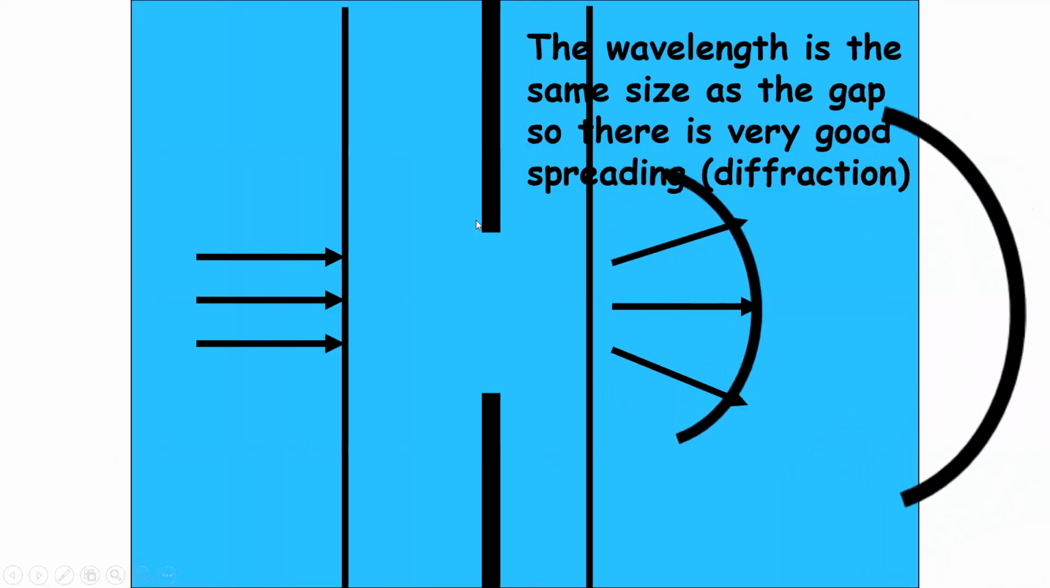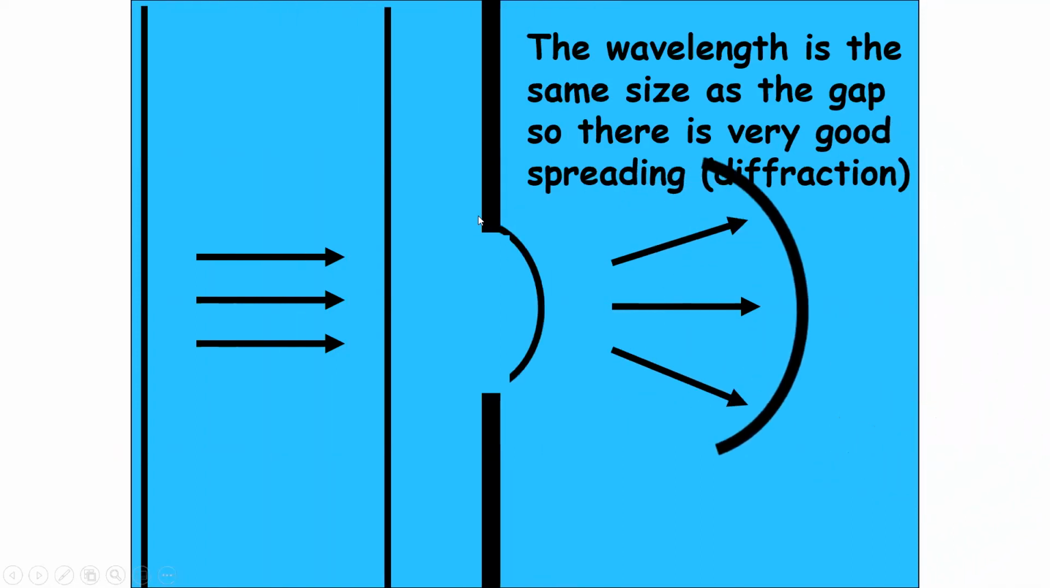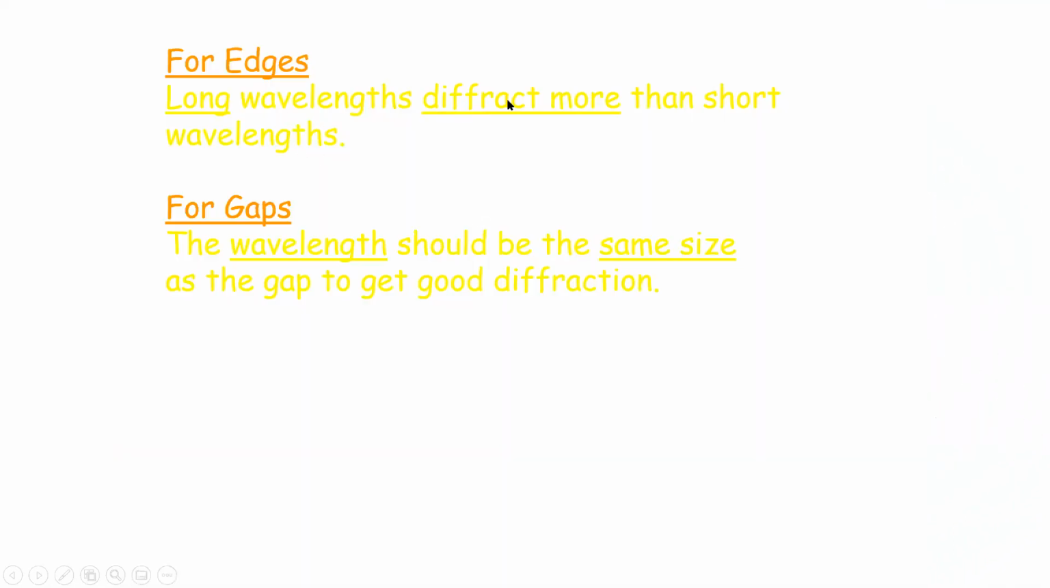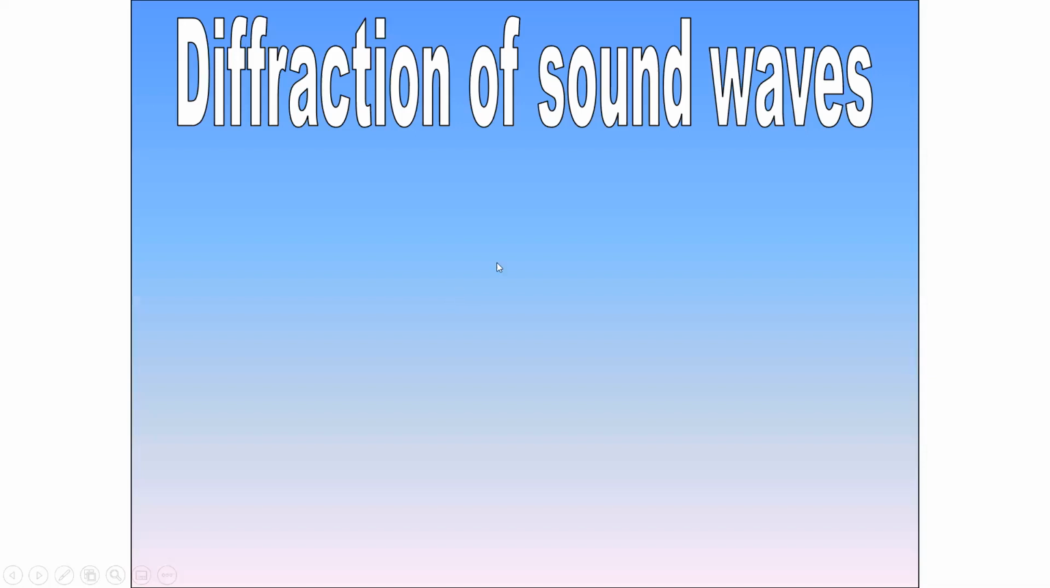Now, what is the effect of the wavelength on diffraction? Longer wavelengths diffract more than shorter wavelengths. If we have a longer wavelength passing through a gap, it diffracts more as compared to a shorter one. And for gaps, the wavelength should be the same as the gap size to get diffracted. Same thing for the diffraction of sound waves.